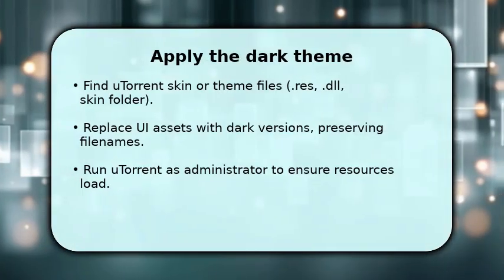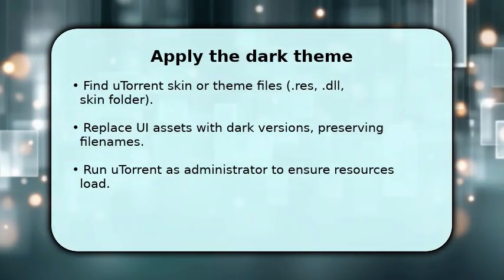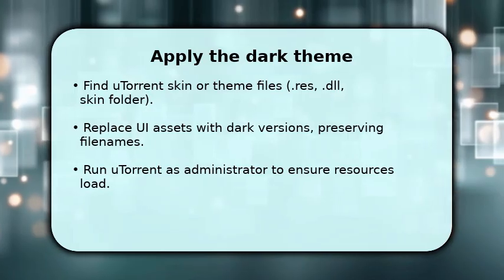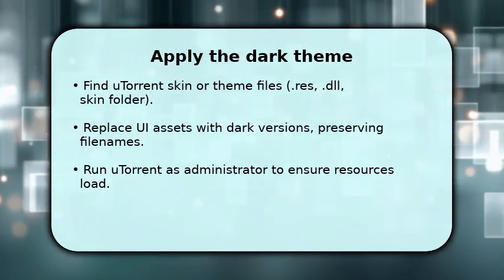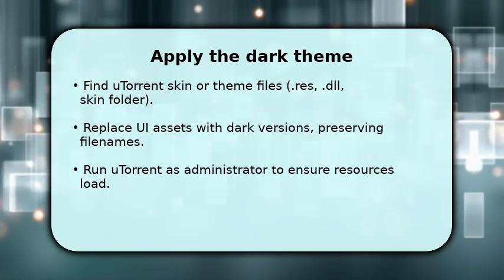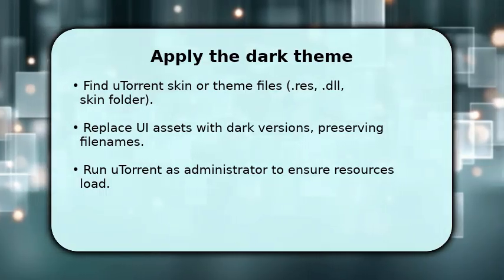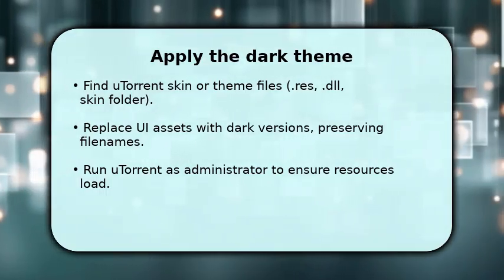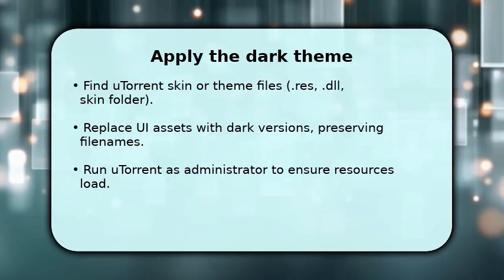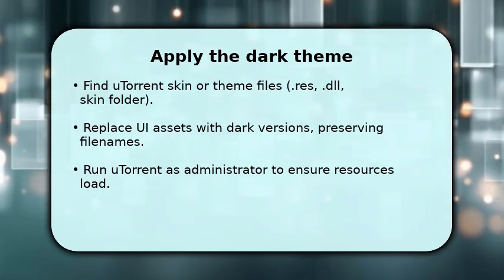You now perform the core modification, replacing the UI assets with dark versions. Locate the skin or resource files used by Utorrent. These may be in a skin folder, resource, res, or bundled DLLs. Replace each original asset with the dark counterpart, keeping exact file names so the app loads them.